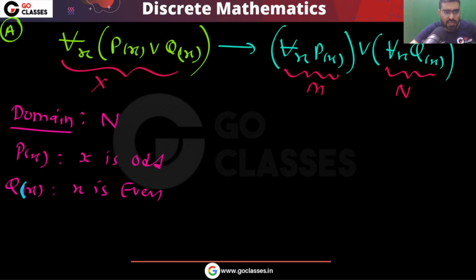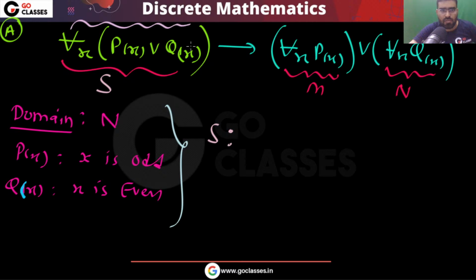Now you tell me, in this situation, let's call it S. So you tell me what is S in this situation. Your domain is the set of natural numbers, P is X is odd and Q is X is even. What is this S? This S is saying that for everyone, either P is true or Q is true. For everyone, at least one of them is true. Can I say at least one of them is true? Yes, of course. So this S will be true.